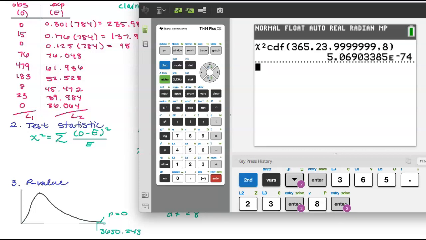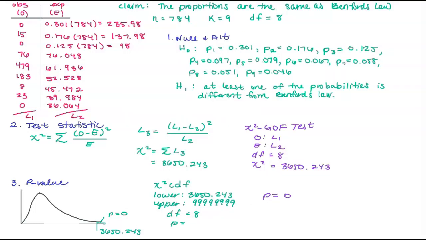Pressing enter, we have our right area of 5.1 times 10 to the negative 74th, which rounding to 4 decimal places is clearly 0. We have a p-value that we can express as 0 plus. It's not exactly 0, but it is so small that when rounding to 4 decimal places, it is 0. In this situation, the critical value is only 20.090. That's the chi-squared value that corresponds to a right area of alpha equal to 0.01.